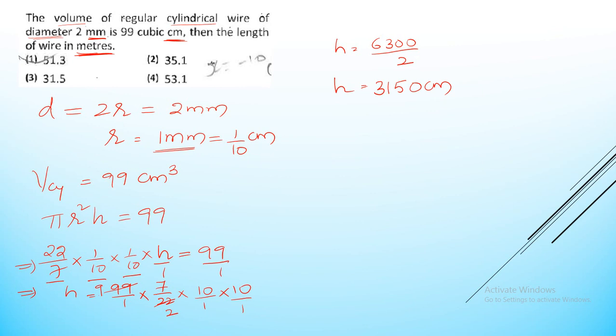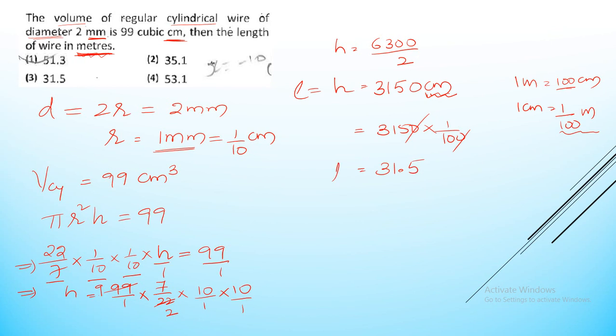But he is asking for the length, and height is nothing but length here. So length is asked in meters, but what we got is centimeters. So already we know 1 meter is equal to 100 centimeters. So from this, what about 1 centimeter? This 100 if I transpose becomes 1 by 100 meters. So instead of 1 centimeter, I can write 1 by 100 meters. So this becomes 3150 into 1 by 100. So the 0 0 gets cancelled, and this 10 will bring one decimal point. So this becomes 31.5 meters. So the length of the wire is 31.5 meters, which is nothing but option 3.